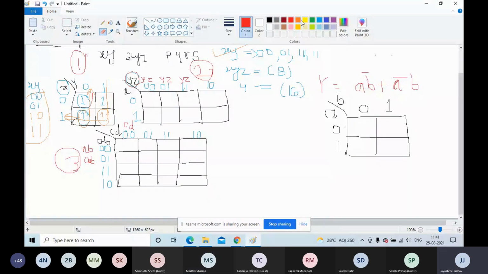1. 1, correct. And what is the value of B bar? 0. 0. 0, very good. What is the value of A bar? 0 and 1. You know that. Now you can see where, and this is the equation in the form of SOP.